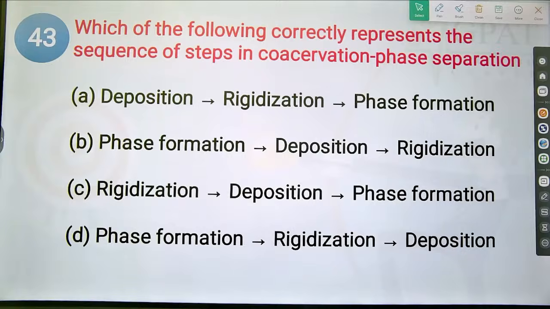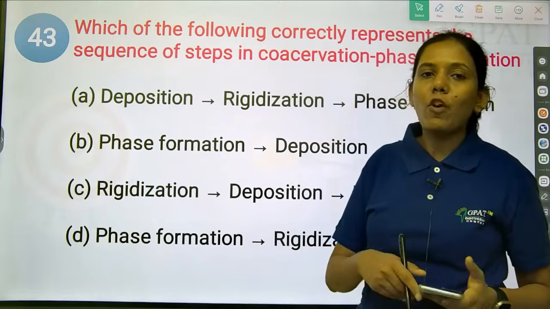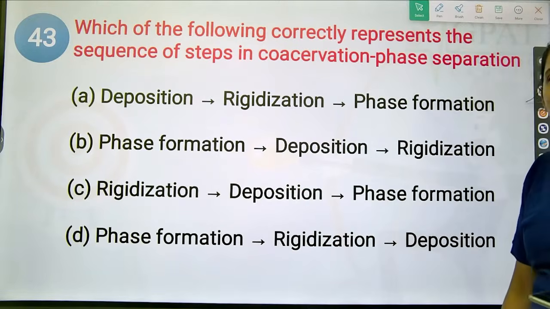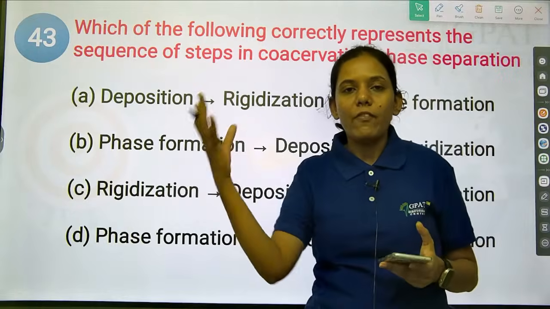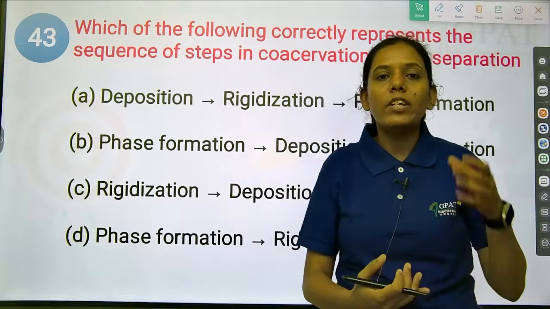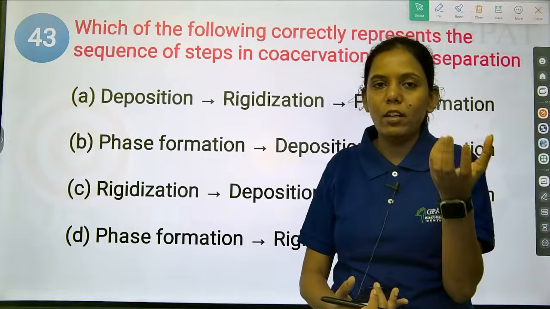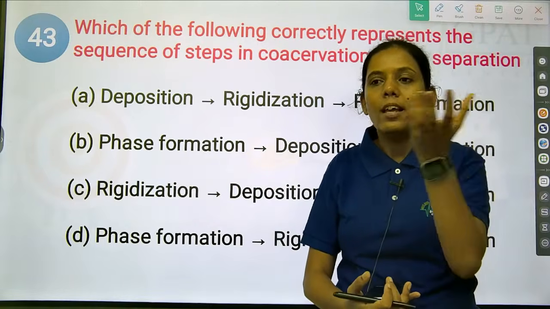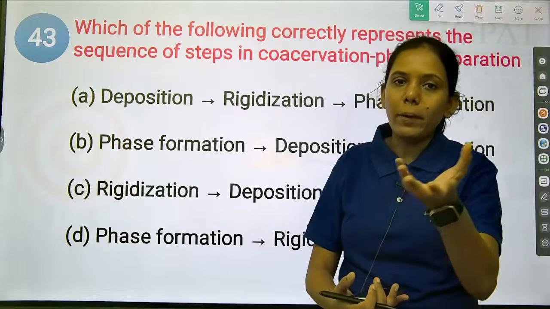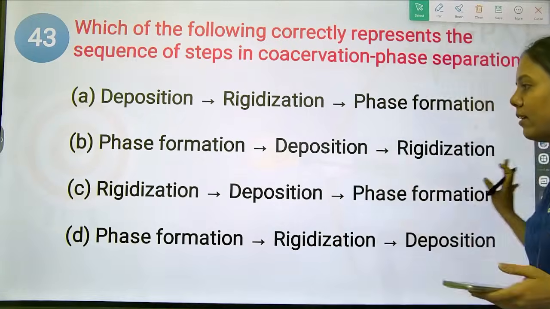So what should be the steps for this? First is coacervation phase separation. You have to first form the phase, right? So phase formation will be there. Then the deposition. Deposition means the liquid phase which has been formed has to be deposited on the solid layer, which is nothing but your coating core material. So liquid phase is your coating material, your solid is your core material. This coating material will be uniform into the core material, and it gives rigidity to that droplet or to that particle. Very good all of you.